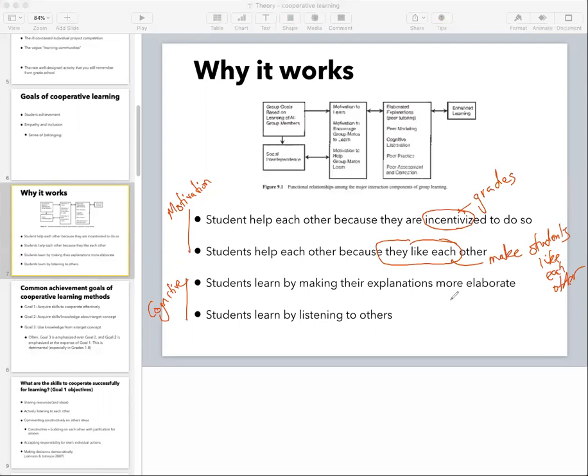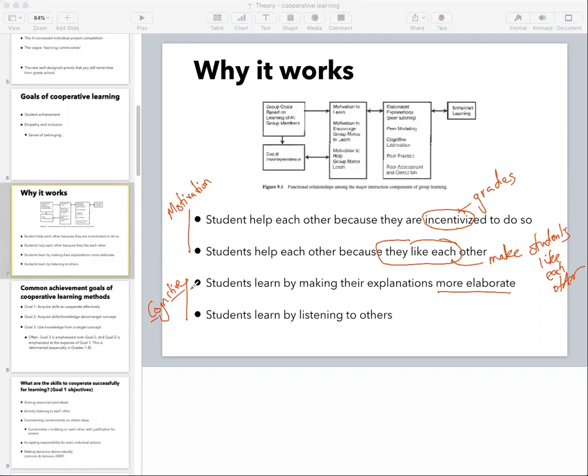There's also this cognitive theory. When you're working in teams, you're going to elaborate your explanations. Just like I'm elaborating these explanations now, when you talk about them to a friend, it's not just you thinking about them, you're talking about them, and therefore they become more elaborate. By elaborating explanations, you understand them even better. So that's the cognitive theory.